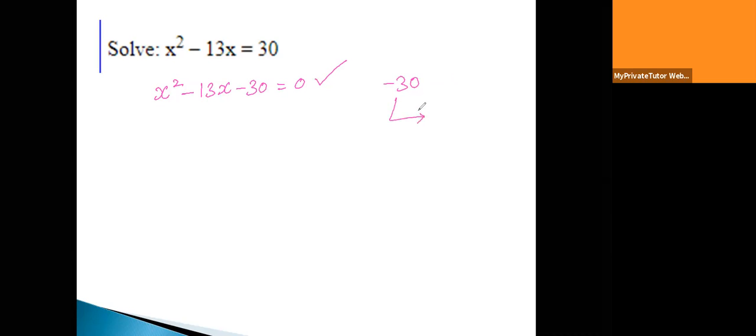Okay. I think we got the answer from Anna. Let's check. If you add the two numbers, it has to be minus 13. If you multiply, it has to be minus 30. Okay, 3 and minus 10? No, that gives minus 30 only in the product, but not the right sum. Let me have a look, guys.